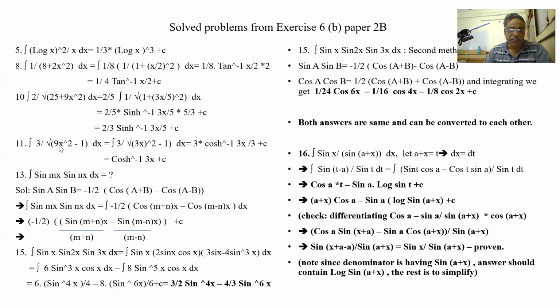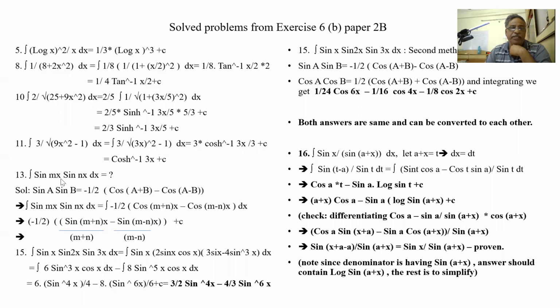Similarly, if the root is there and it is x square minus 1, here I use cosh theta. Because cosh square theta minus 1 is sinh square theta, root of sinh square theta becomes sinh theta. Above also, d of cosh theta is sinh theta d theta, both get cancelled, theta will remain. So cosh inverse 3x plus c. Okay, now let us see.